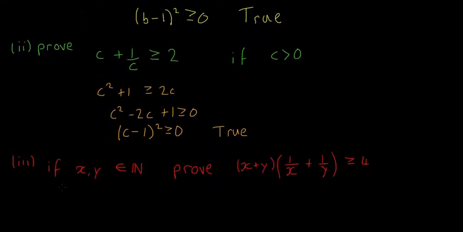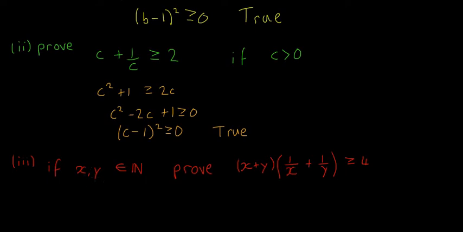So this is our next problem here in red. It says if x and y are in the set of natural numbers, prove that (x plus y) multiplied by (1 over x plus 1 over y) is greater than or equal to 4. The first thing we're going to look at is that x and y are natural numbers. Natural numbers, remember, that's 1, 2, 3 and so on. So that means it's the same as c is greater than 0. In this case, x and y are both positive.